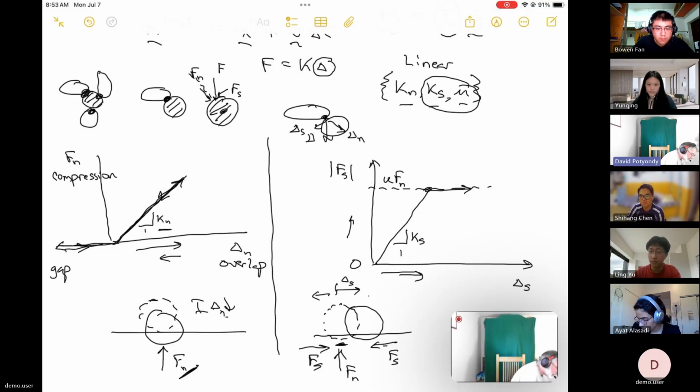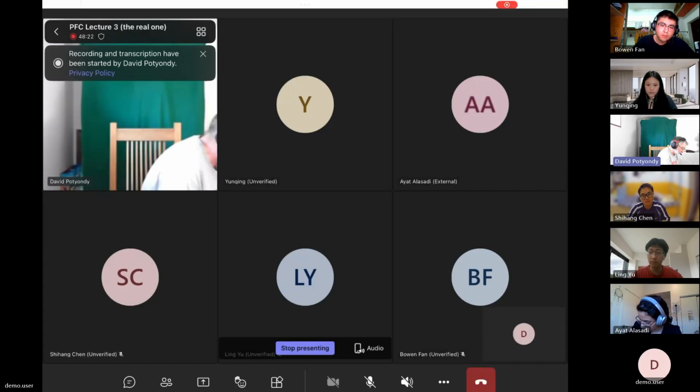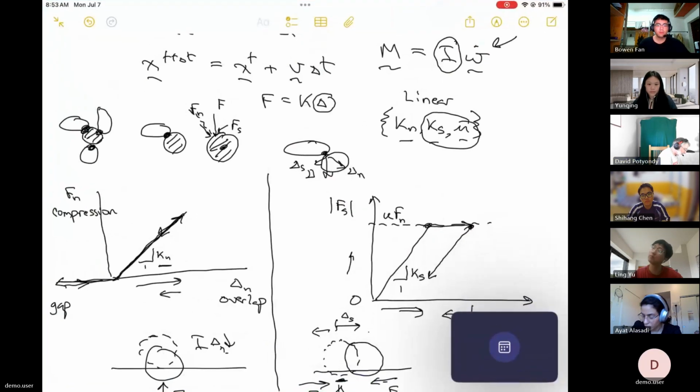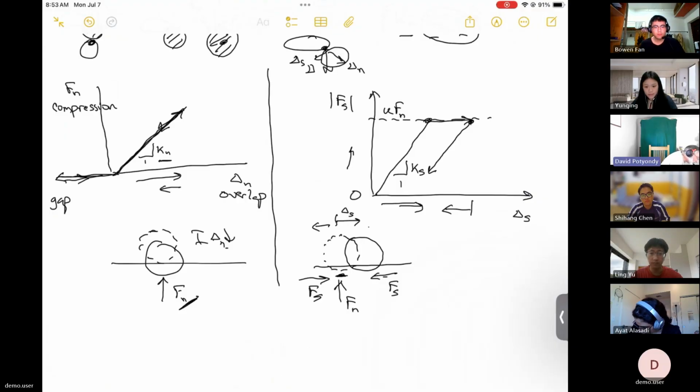Now it's just sliding, okay? Then, at this point, what if I now move it backwards? If I move it backwards, it's going to elastically unload like this. And this has the same slope as the other one, okay?